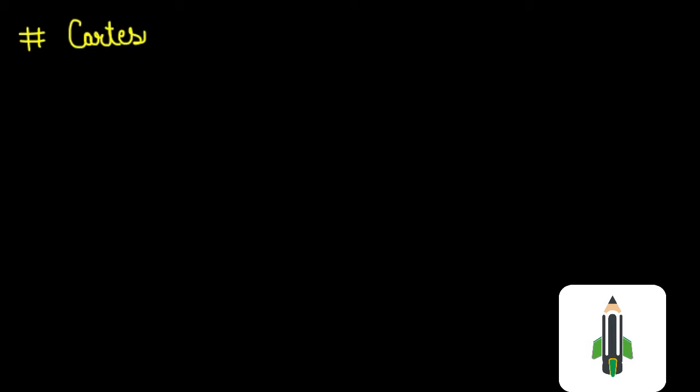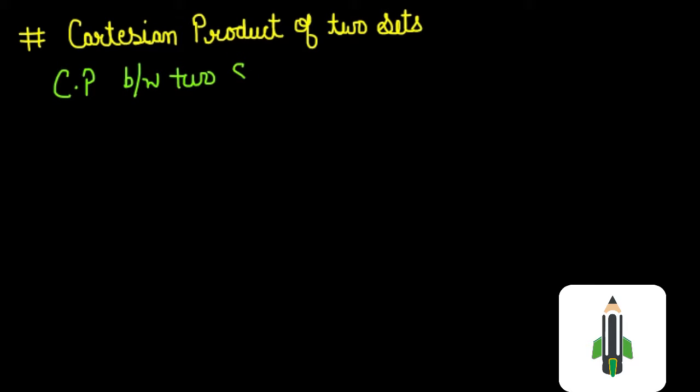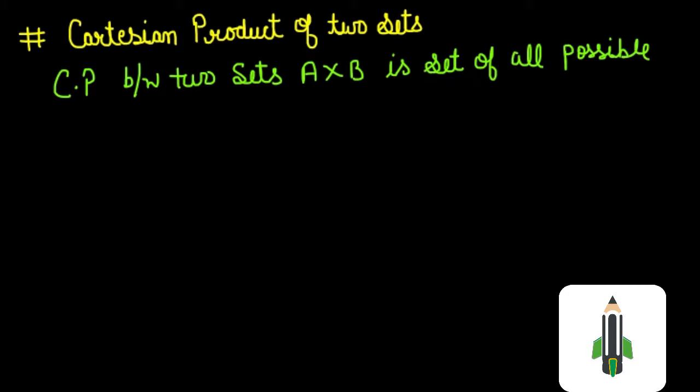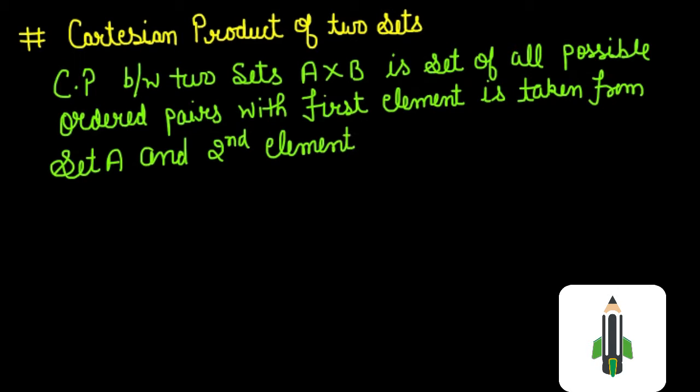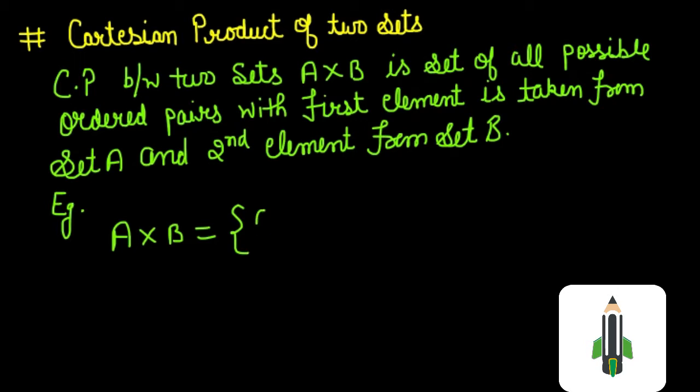In this video, we are going to learn the Cartesian product of two sets. The Cartesian product between two sets, A cross B, is the set of all possible ordered pairs with the first element taken from set A and the second element from set B. Example: A cross B is equal to {(a, b) : a belongs to A and b belongs to B}.